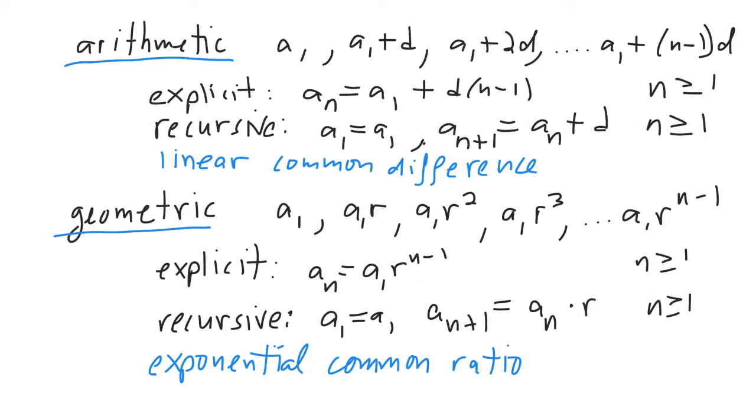Our recursive formula is very similar to the recursive formula for the arithmetic, but instead of adding a common difference to the previous term, we multiply the previous term by a common ratio to get to the next term. So that's an exponential progression because we're multiplying each time. I've set up these equations so that for every case, n is greater than or equal to 1.